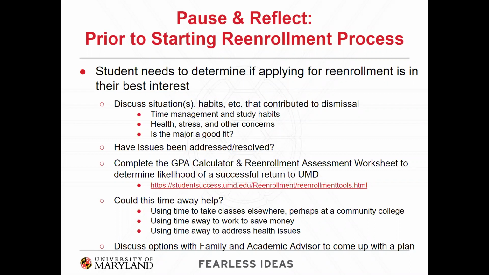Also, they need to determine if time away could be helpful. They can use time away to take classes elsewhere, perhaps at a community college, use time away to work and save money, or use the time away to address health issues. We always recommend students discuss options with family and academic advisors to come up with a plan.